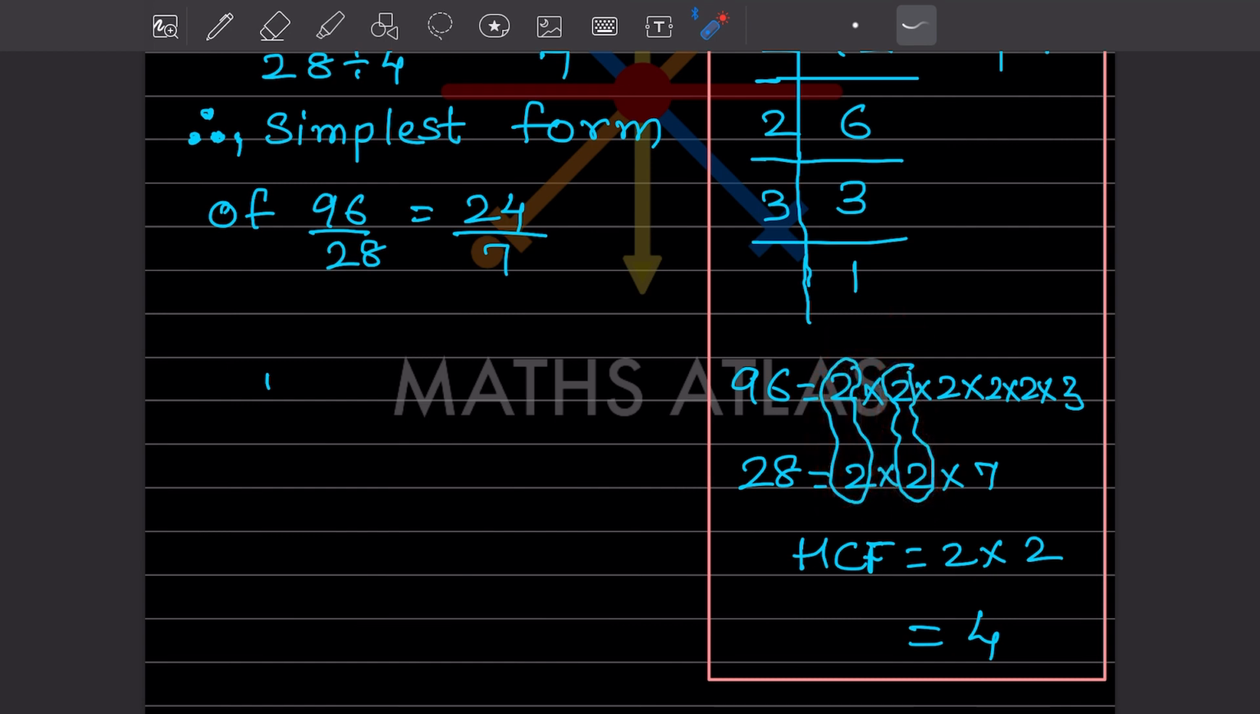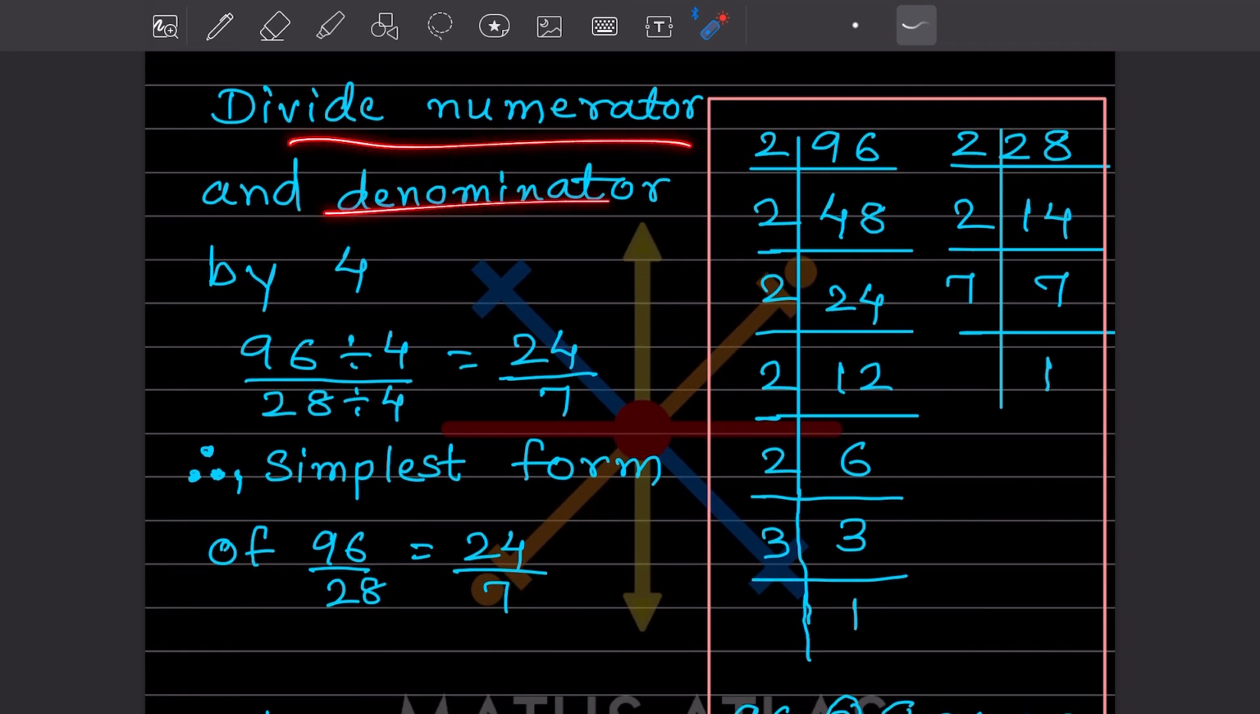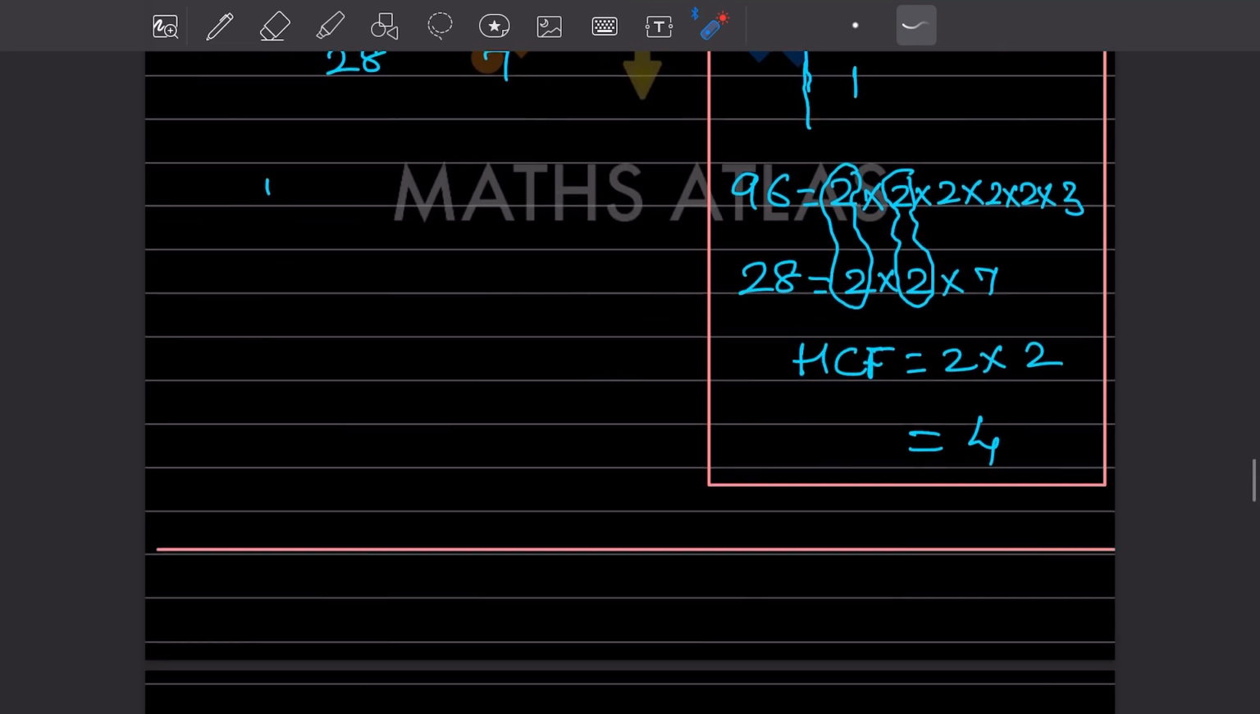So what will you write? 2 into 2, which is 4. So the HCF is 4. What you do here is divide the numerator and denominator by 4. When you divide it, you get this answer. This you cannot simplify further. So that is the answer.